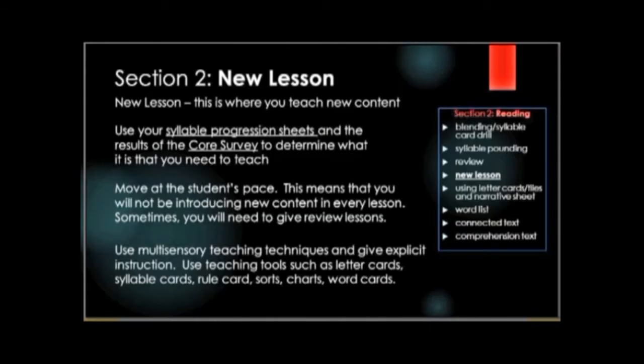Time to move on to the new lesson part of the reading section. This is where you teach the new content. The new content is determined by your syllable progression sheets that come from the Dyslexia Training Institute. You're going to move along at the student's pace. So if the student is not ready to move on to their new material, then you just make it a review lesson. And in this new lesson section, you would teach the review content. We're going to use multisensory teaching techniques, just like we always do. And I'll show you an example of what that would be like.